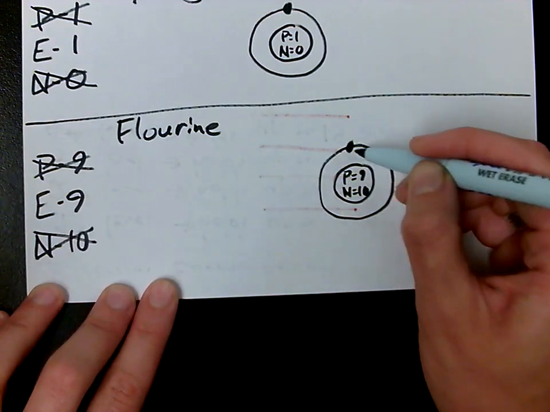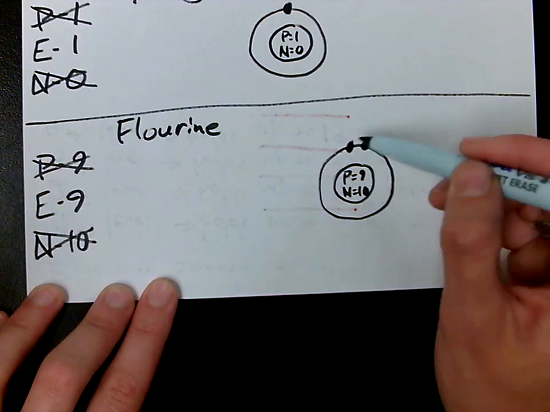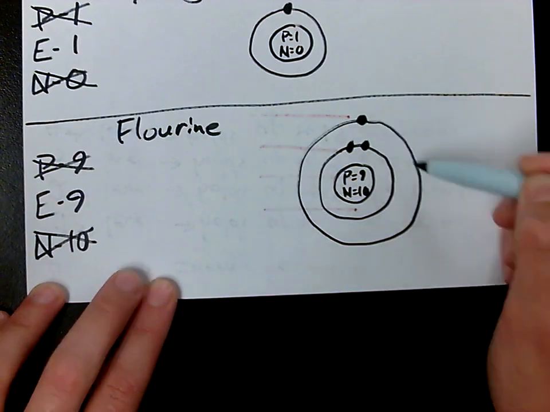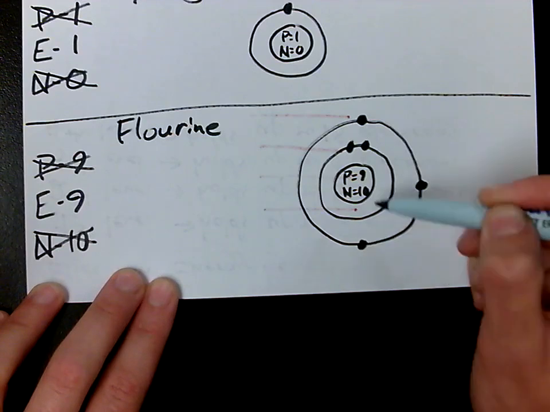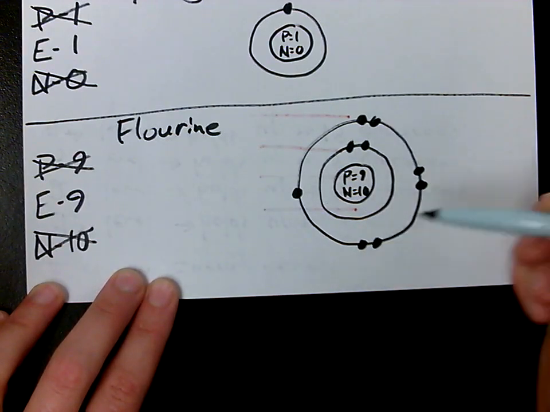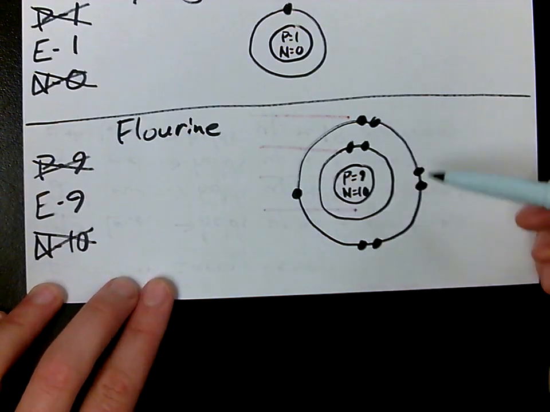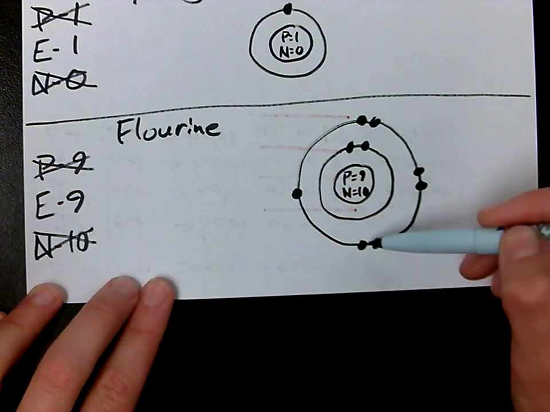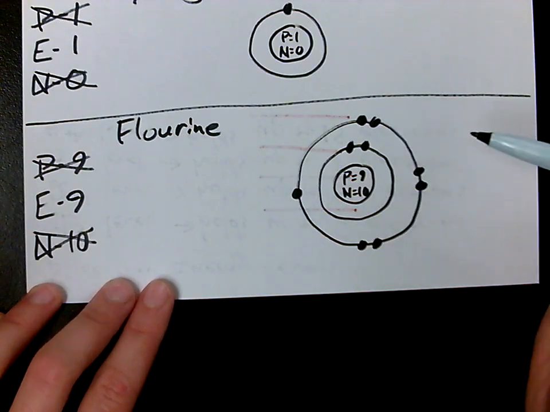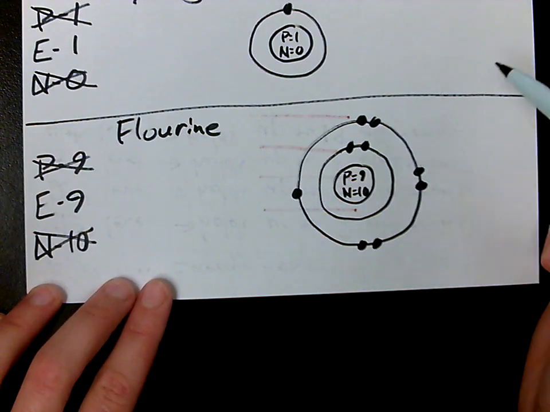First energy level holds 2. That's all filled, so we need to add another one. That's 3, 4, 5, 6, 7, 8, 9. Okay, so we're almost filled up. We have 1, 2, 3, 4, 5, 6, 7 in this energy level. We can have up to 8. We're good at 7. All right, so there's fluorine.